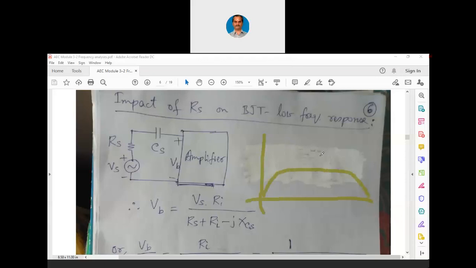Now, we know that the curve is like this, and somewhere here we will have FL, and somewhere here we will have FH. Now we are analyzing only FL. So this is that minus 3 dB cutoff point from the maximum gain. When we come to the minus 3 dB point, that is 1 over root 2, there we obtain this particular point of FL.